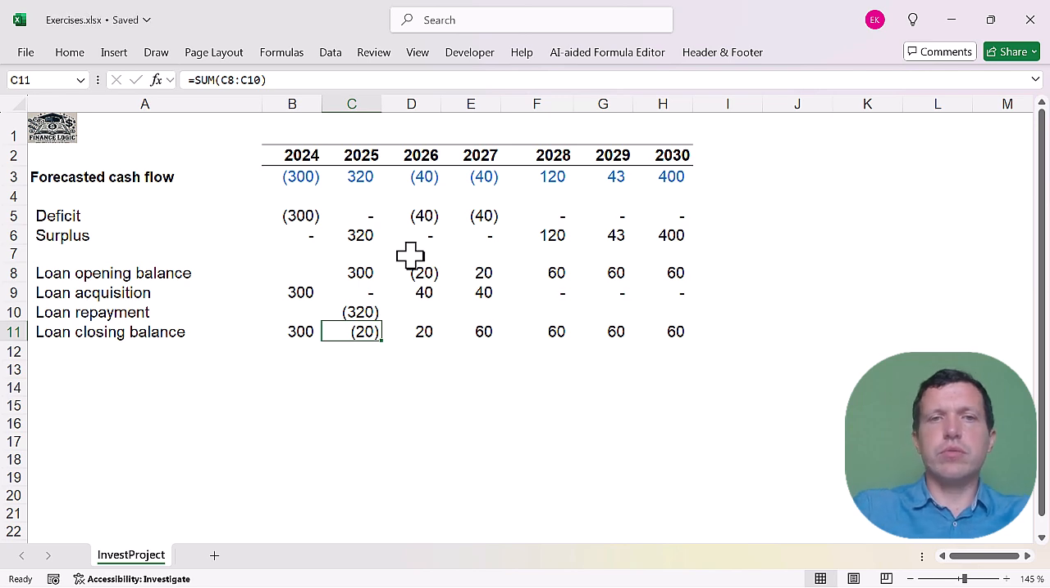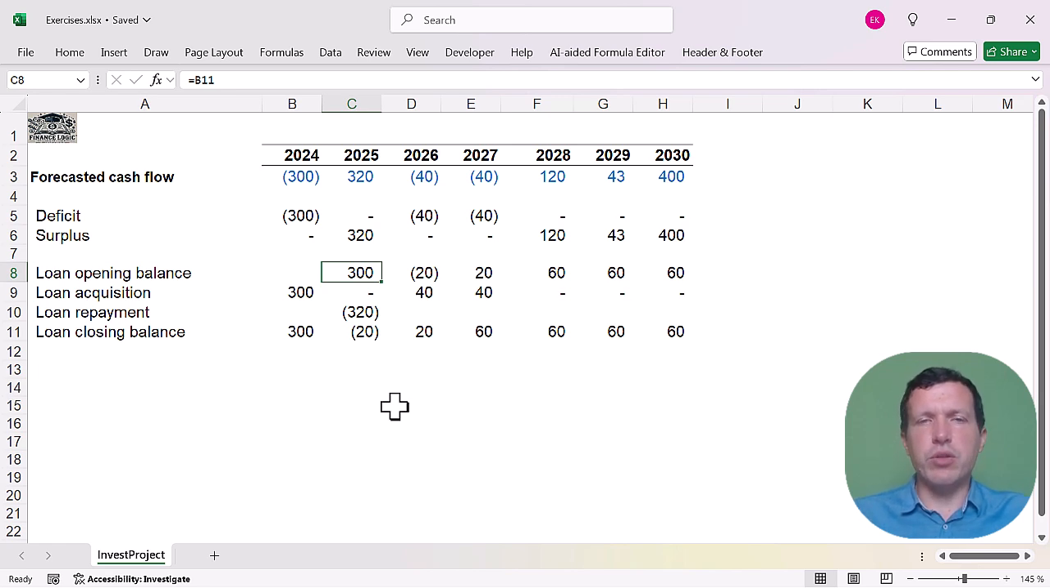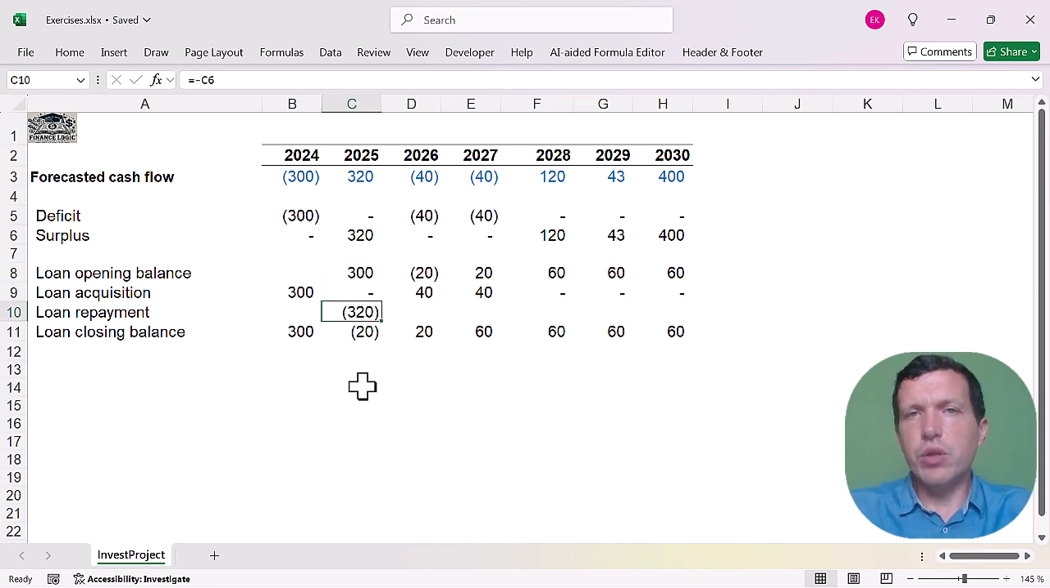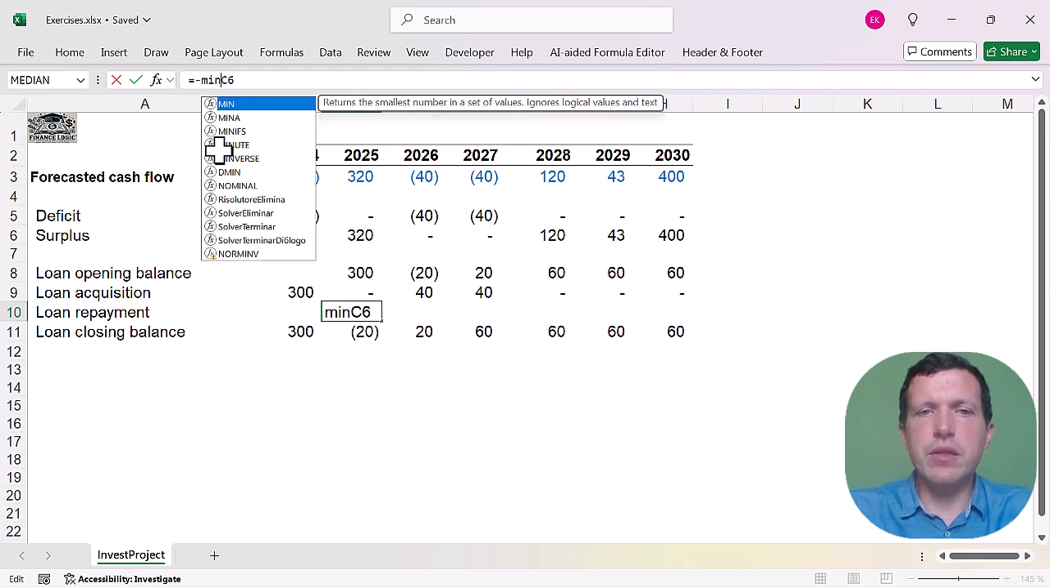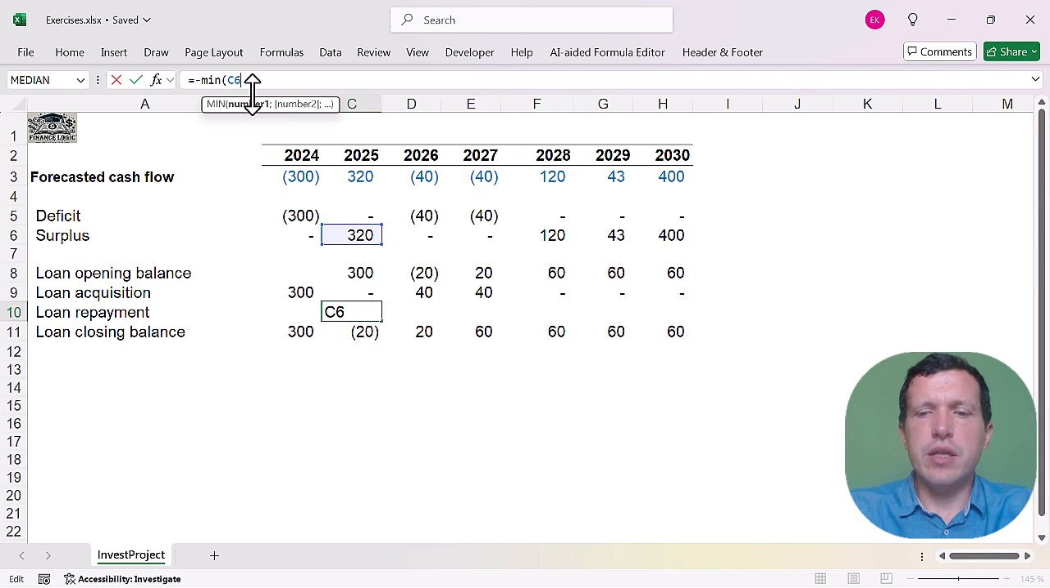And if I just make a direct reference, I have the following picture. I have a loan, opening balance is 300, and I expect to make loan repayment of 320. That is not possible because I don't need to pay more than I have to pay. That is why we need to set some limit. Our loan repayment should not exceed loan opening balance. That is why after the minus, but before reference to C6, I'm going to type min. And I need to select minimal value between our loan opening balance and my surplus available for repayment. And now let's see how it works.